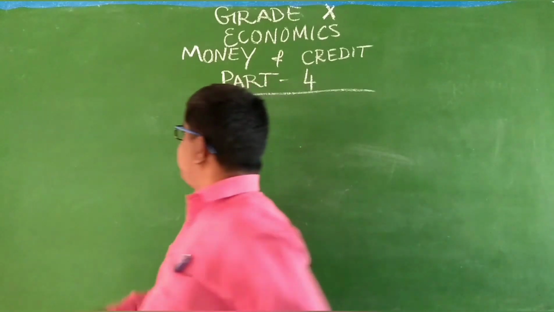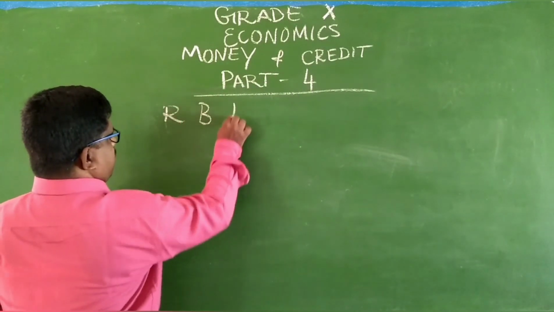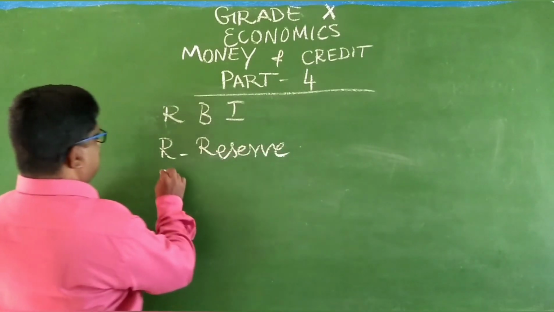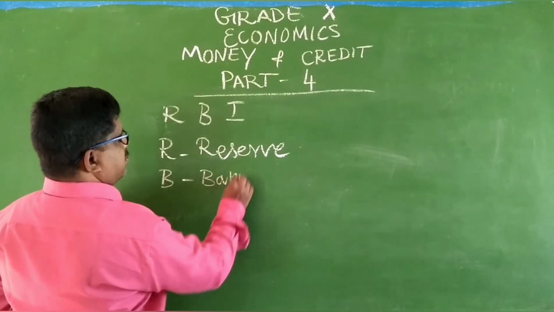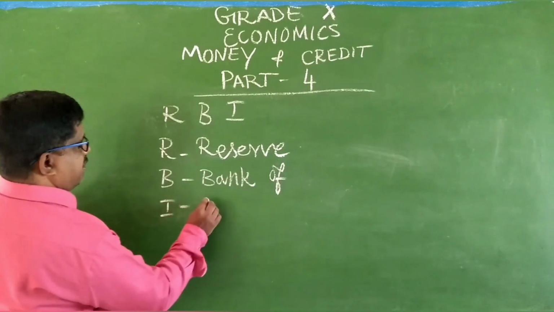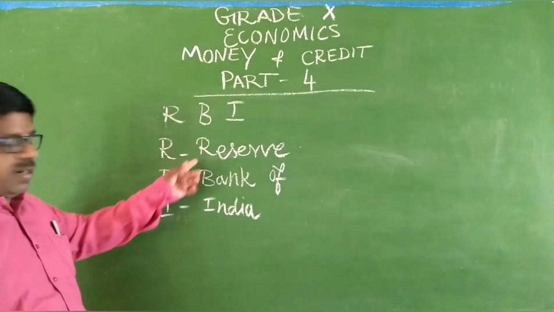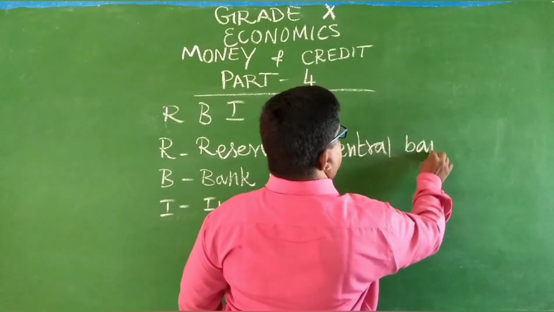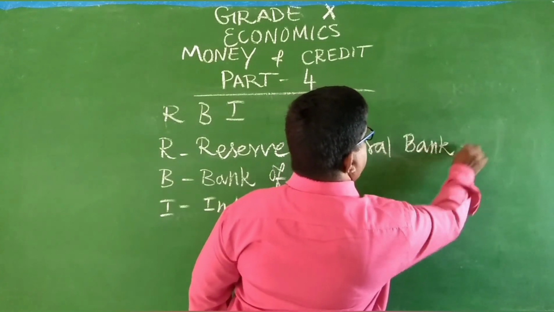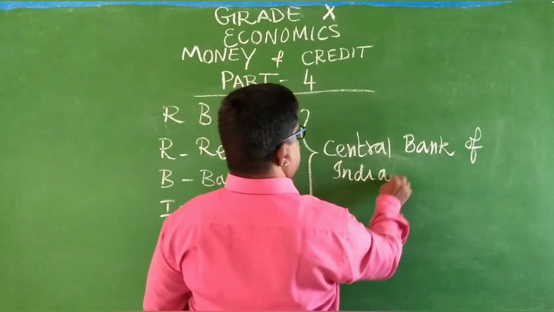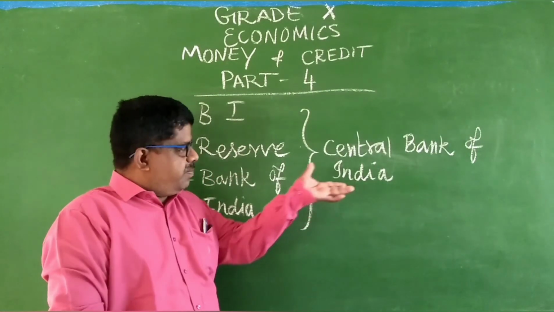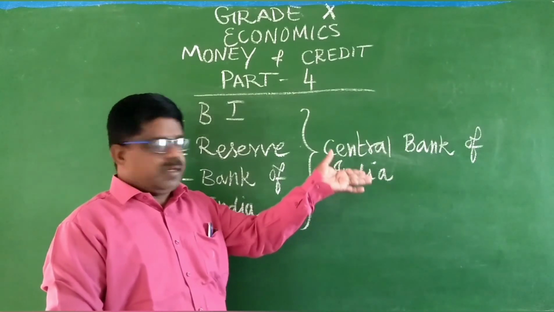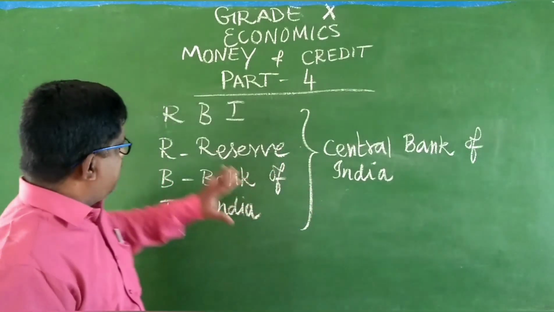Now this is the time to understand about RBI. What is the full form of RBI? Do you know? R refers to Reserve, B for Bank, I for India. Reserve Bank of India. This is otherwise called the Central Bank of India. In some other countries, it is called by their country's name instead of India, like Federal Bank of America, Federal Bank of Europe, the Federal Bank of Germany, Italy, and so on. So in India, we call it Reserve Bank of India.